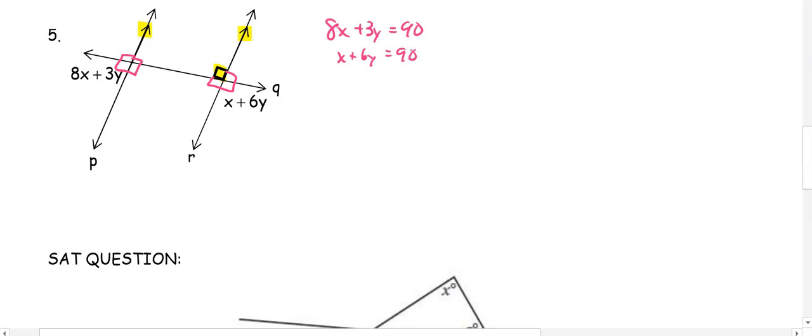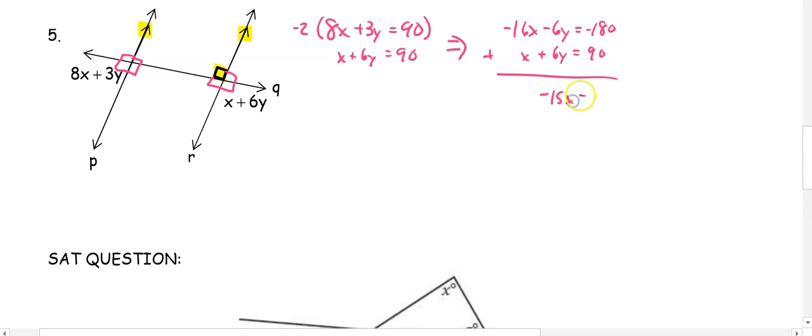In the first equation then, to use elimination, we can multiply by -2 to cancel out our y's. So we would have -16x minus 6y equals -180, and we would have x plus 6y equals 90. When we add straight down, we get -15x is equal to -90. When we divide, we get x equals 6.